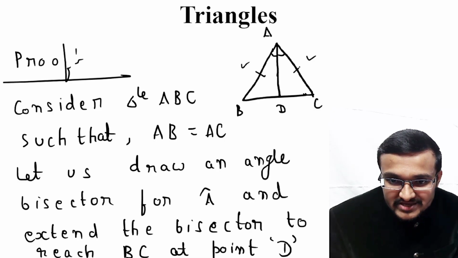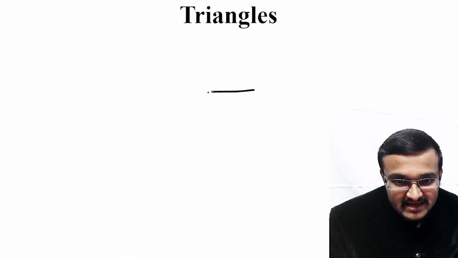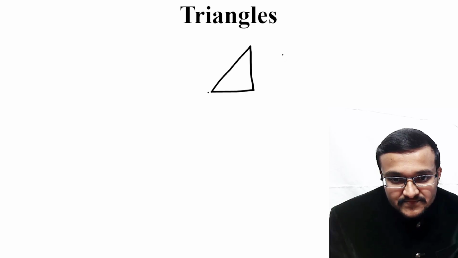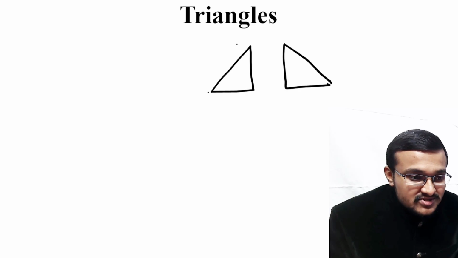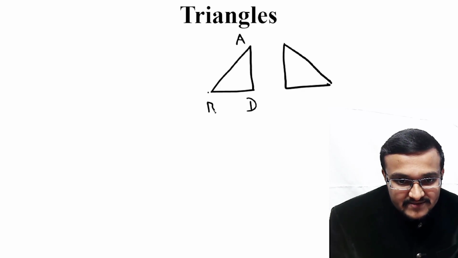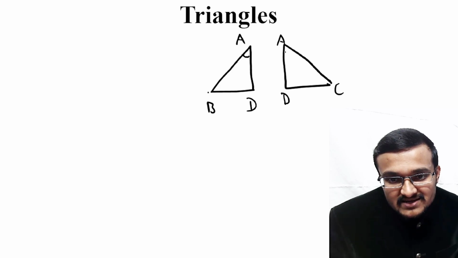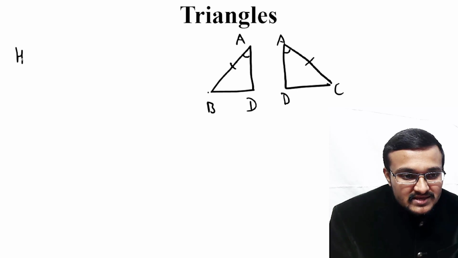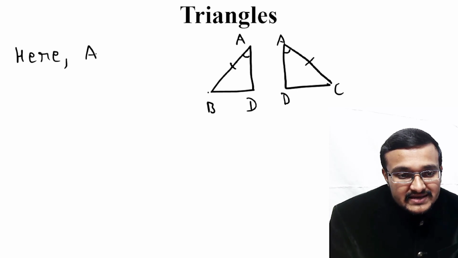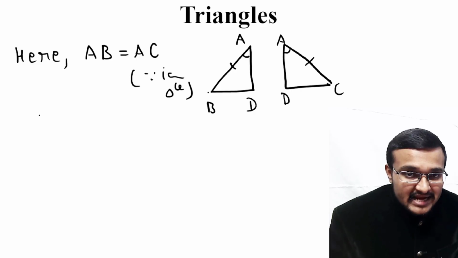Here AB is equal to AC. So now we will consider these two triangles. One is this particular triangle and the other is this triangle. This triangle is ADB. This triangle is ADC. So this angle and this angle are equal. This side and this side are equal. So here AB is equal to AC. Since this is an isosceles triangle, you can write that in the bracket.